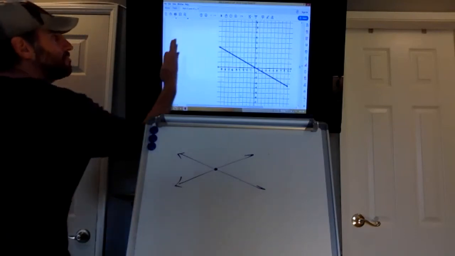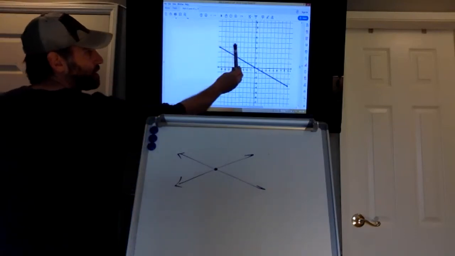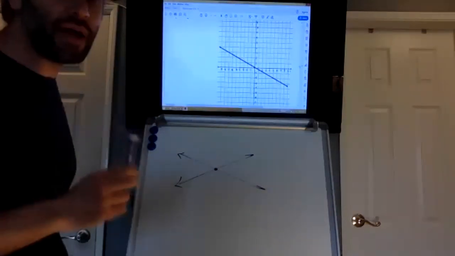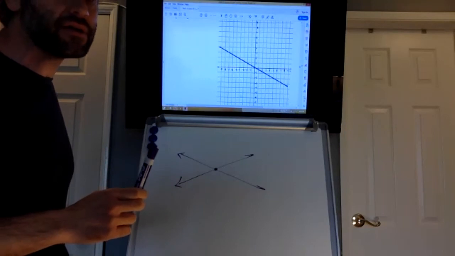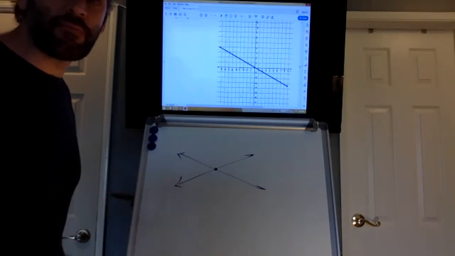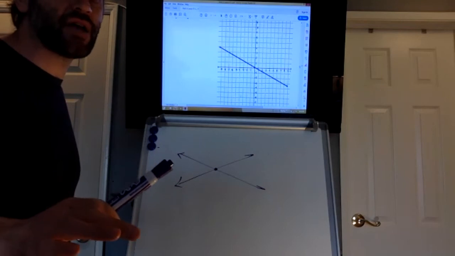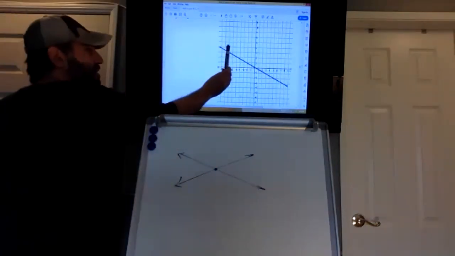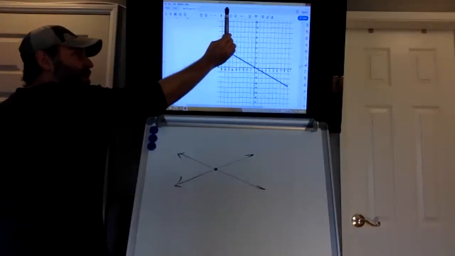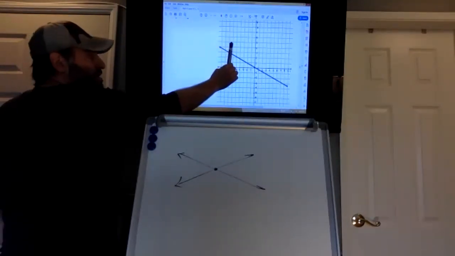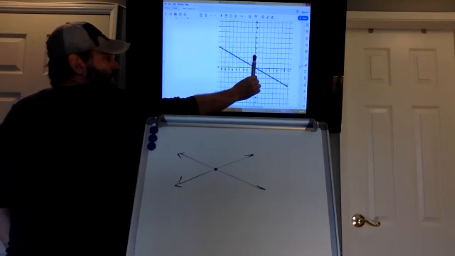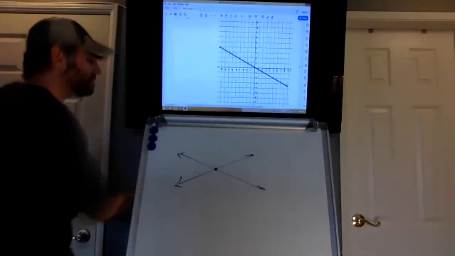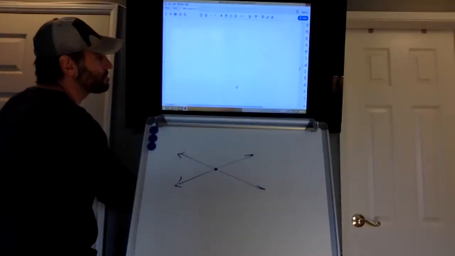When 2 lines intersect, you've already ruled out parallel lines. When 2 lines intersect, they intersect at exactly 1 point. So if I'm doing a vertical line test, you're making a line, and you're seeing how it intersects the other line. It's only going to intersect it at 1 point at a time. So that one passes the vertical line test.